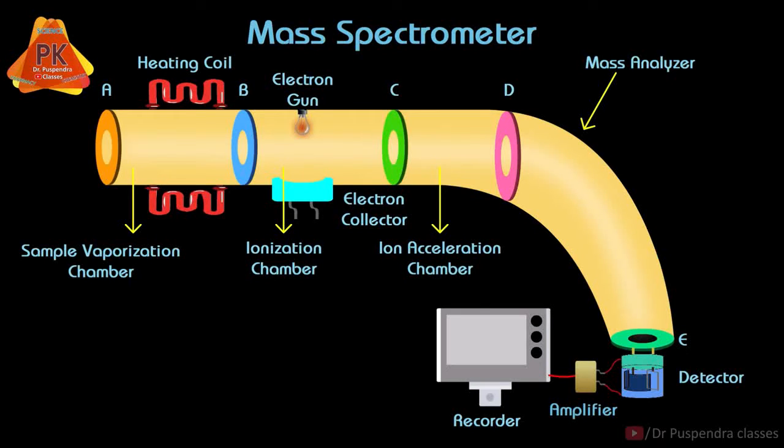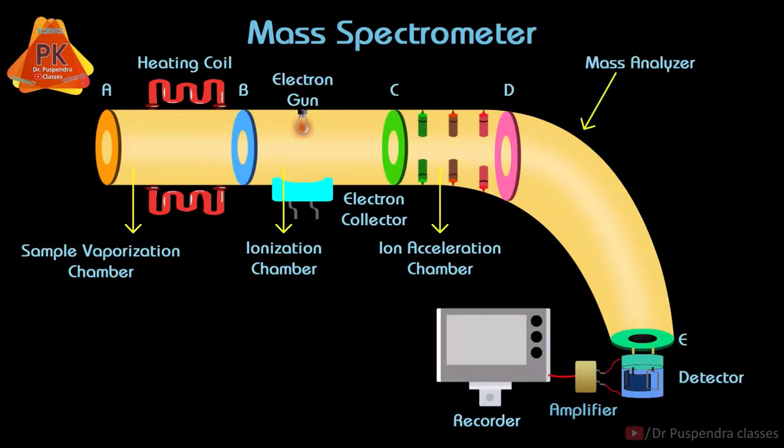Now coming to the third chamber, it contains various electrodes. First electrode is supplied with positive potential. Second electrode is supplied with negative potential. Third electrode is supplied with more negative potential, and so on. So it will accelerate the ions.